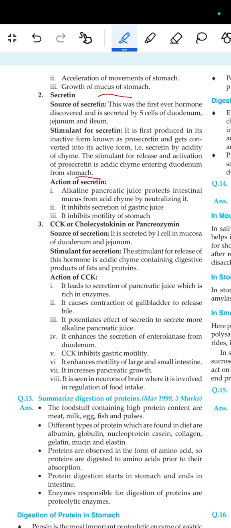Actions of the secretin: alkaline pancreatic juice protects the intestinal mucosa from the acid chyme by neutralizing it. It inhibits the secretion of the gastric juice. It inhibits the motility of the stomach.